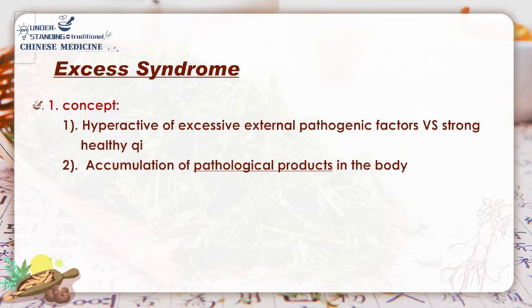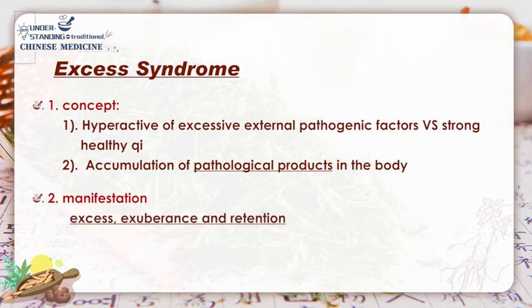resulting from the imbalance of yin, yang, qi, and blood. An excess syndrome results from two aspects. First, it occurs when six pathogenic factors, or pathogens or toxins, invade the body. Secondly, the functional disorder of the zangfu organs leads to pathological products such as phlegm, dampness, retentive fluids, blood stasis, or food retention. Clinically, the manifestations of excess syndrome are characterized by excess and retention.